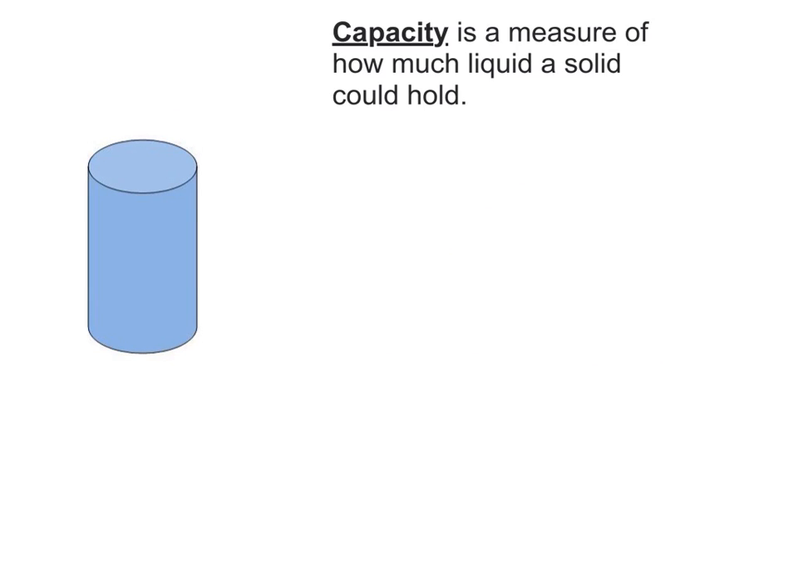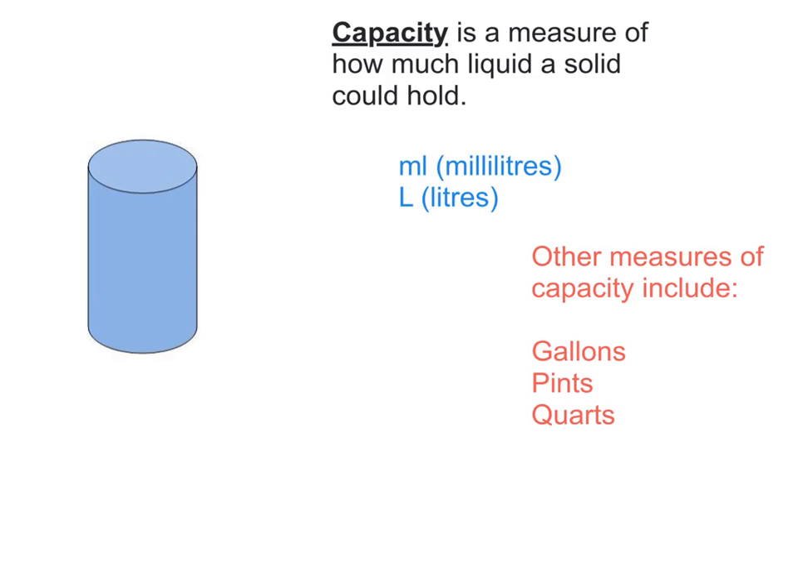Capacity is a measure of how much liquid a solid could hold. In Canada, we typically measure capacity using milliliters or liters. We sometimes hear of other capacity measurements, including gallons, pints, and quarts, though these are typically used in other countries besides Canada.